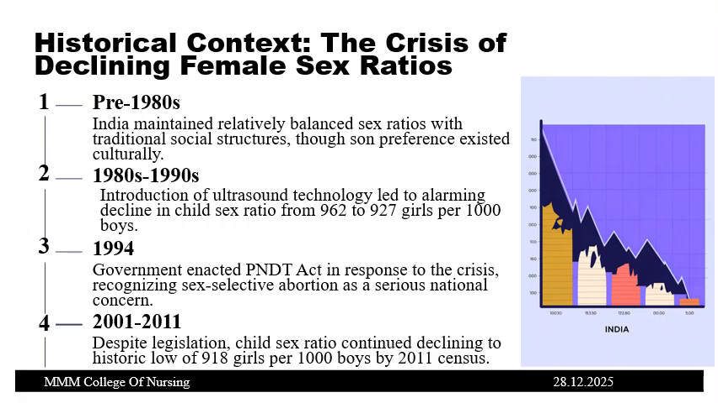In 1994, the government enacted the PNDT Act in response to this crisis, recognizing sex selective abortion as a serious national concern. In 2001 to 2011, despite legislation, the child sex ratio continued to decline to a historic low of 918 girls per thousand boys by 2011.